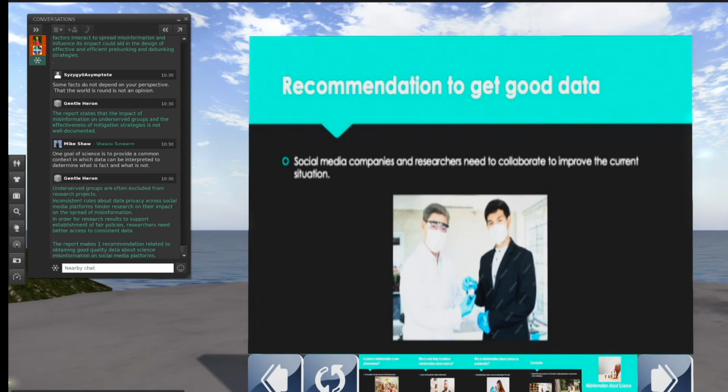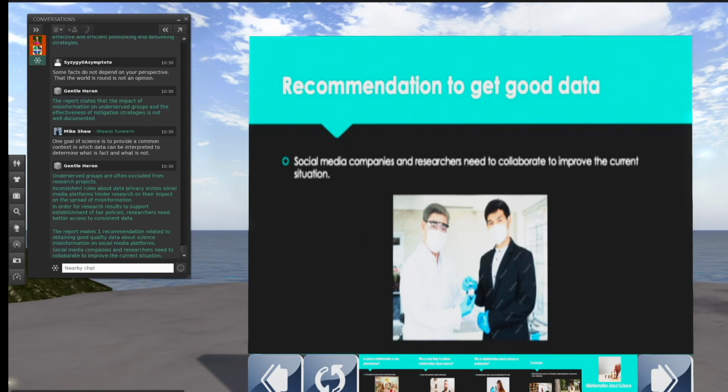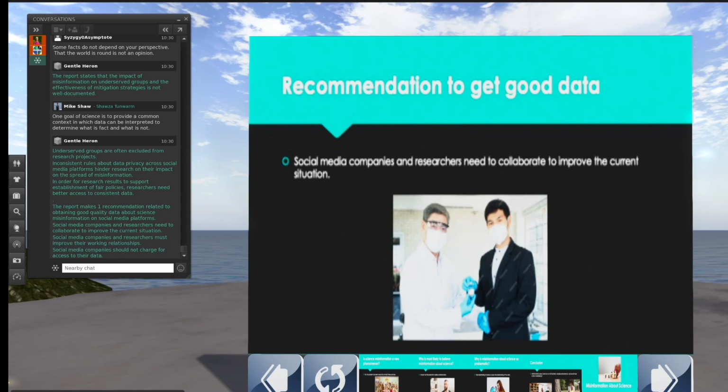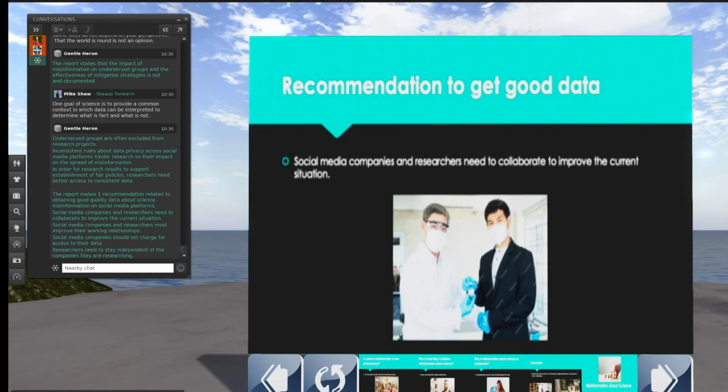And the report actually makes a recommendation related to obtaining good quality data about science misinformation on social media platforms. Social media companies and researchers need to collaborate to improve the current situation. Social media companies and researchers must improve their working relationships. Social media companies should not charge for access to their data. Researchers need to stay independent of the companies they're researching.